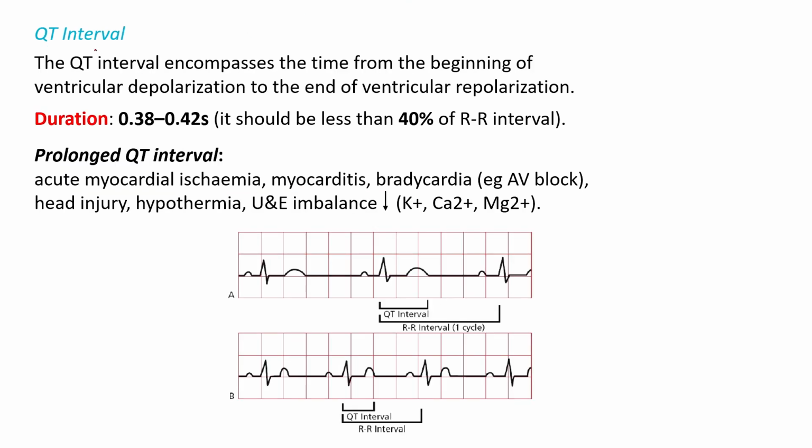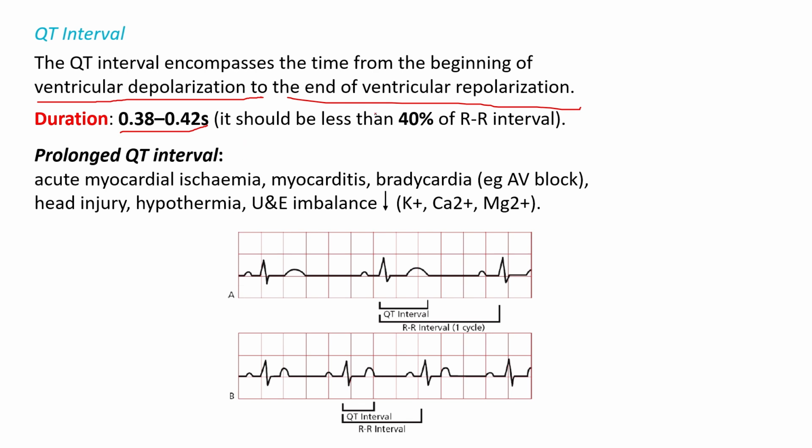And now the last one is QT interval. QT interval normally encompasses the time from the beginning of ventricular depolarization to the end of ventricular repolarization. So it includes both QRS complex and T wave and the ST segment between them. Its duration should be around 0.40 second, but actually this one is not so practical, because if we have bradycardia, normally QT interval will be longer. If we have tachycardia, normally the QT interval will be shorter. That's why we cannot use this rule all the time, but there's something that you can apply.